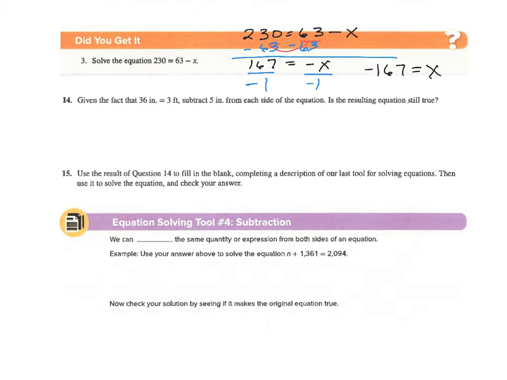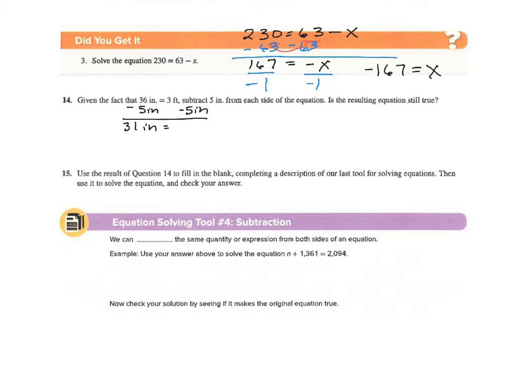All right, on to developing our final tool here. Number 14 says, given the fact that 36 inches equals 3 feet, subtract 5 inches from each side of the equation. Is the resulting equation still true? So I'll subtract 5 inches here, 5 inches here. Now the left side is going to be a little bit easier, isn't it? Because those are the same units. So I have 31 inches.